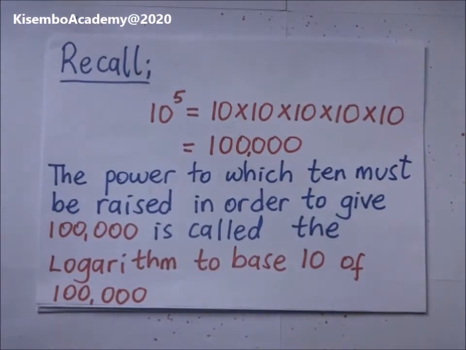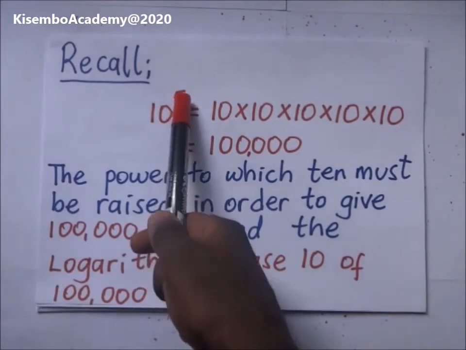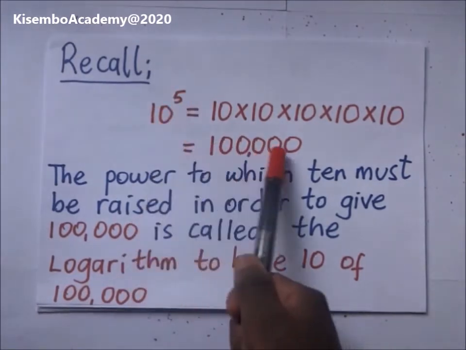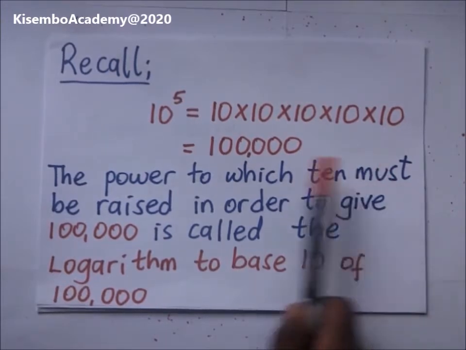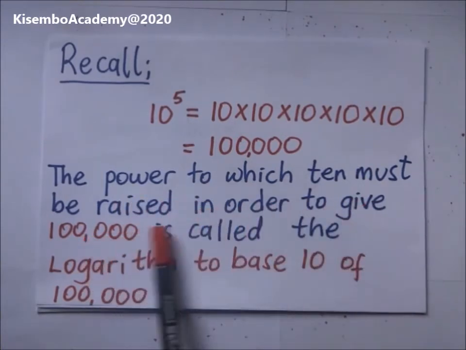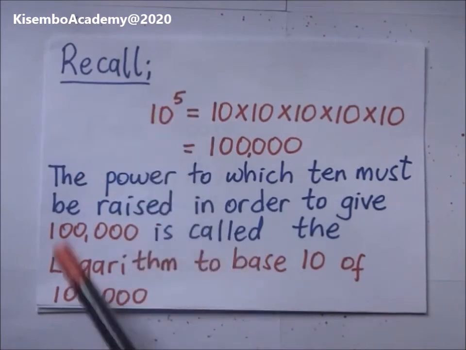Why do we say so? Because you're going to have to raise 10 to the power 5 for you to be able to get 100,000. By saying all that, I'm trying to derive the definition of logarithms. In essence, the power to which 10 must be raised in order to give 100,000 is called the logarithm to base 10 of 100,000. So it means the log of 100,000 is going to be 5 base 10. And that is the definition right on your screen.